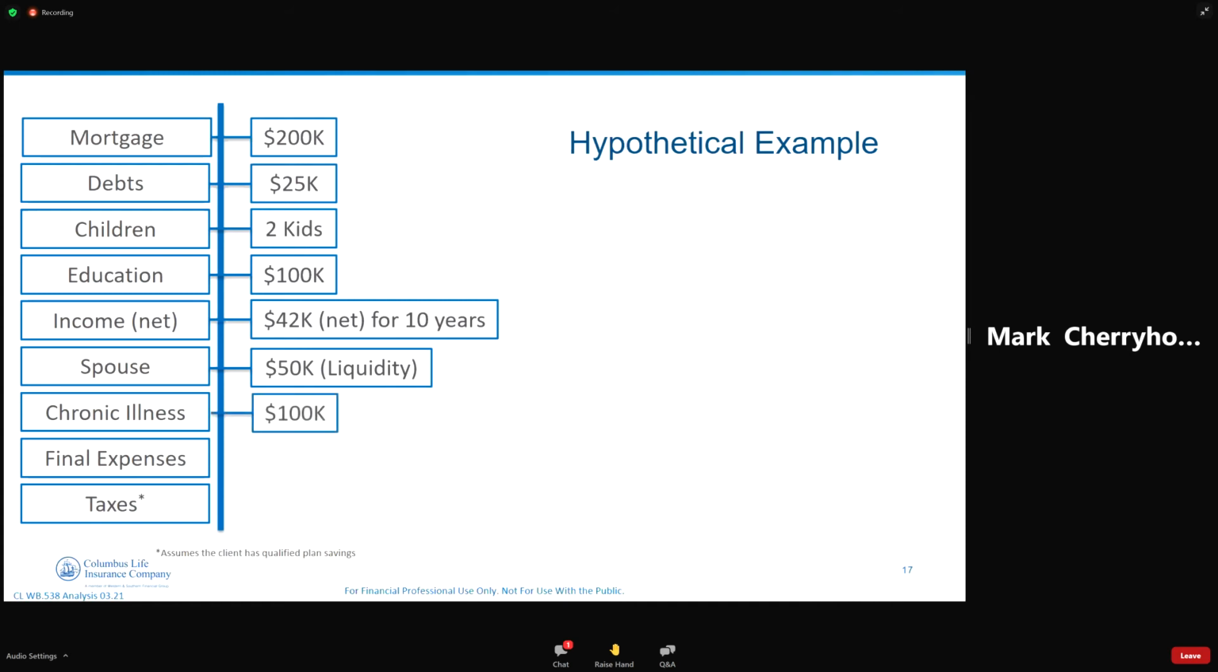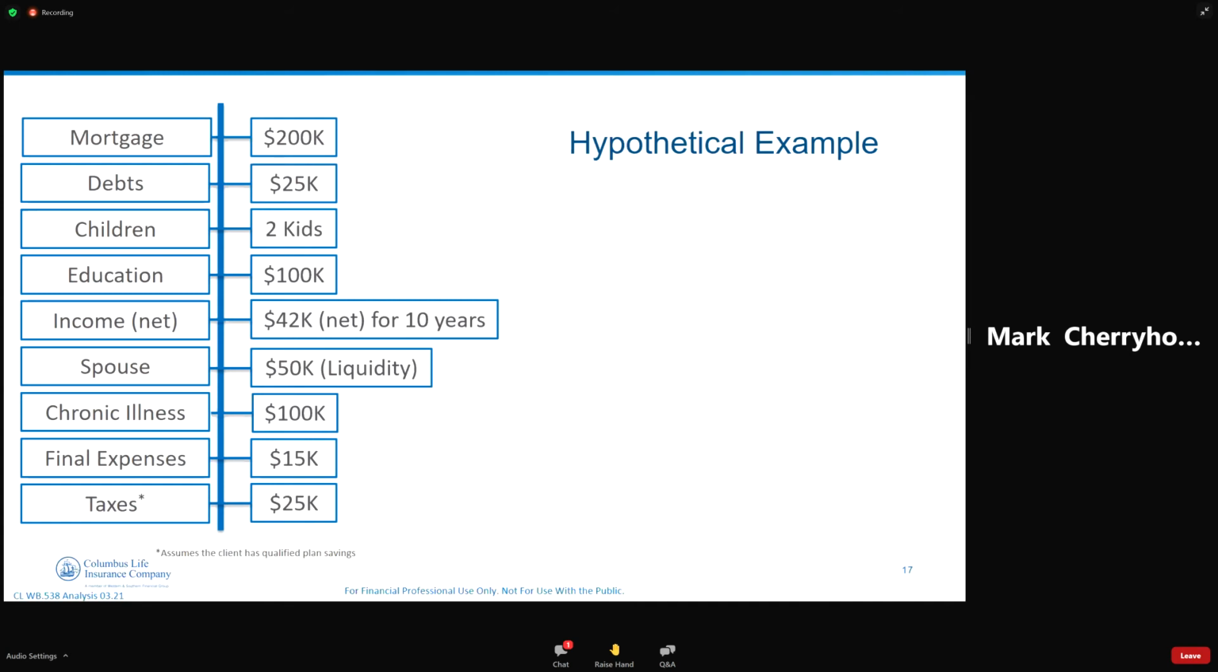Chronic illness, obviously that could be a big variable, but let's just assume that we want to have $100,000 put away to meet those needs for custodial care that's not going to be covered by Medicare, like I indicated. And then final expenses, that could be any number, but let's just say $15,000 for a burial. That may or may not be realistic, but let's just use that number to begin with. And then finally, you've got your taxes here, and the taxes are, let's just say $25,000.